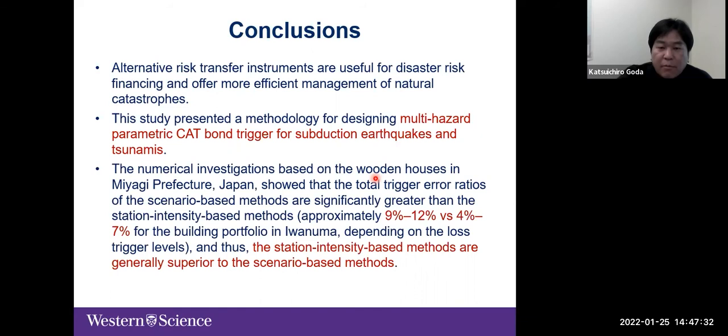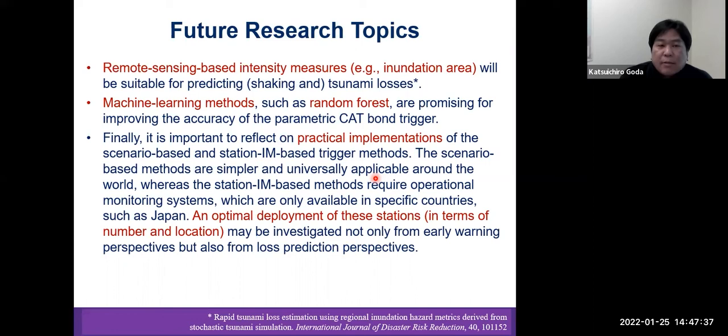And as a last remark, a future topic could be that this kind of method can be improved or extended by taking different types of intensity measures or some additional information. The obvious choice could be the remote sensing based intensity measure, so that can be done for shaking from satellite images, and also the inundation area can be obtained from those kinds of satellite images.